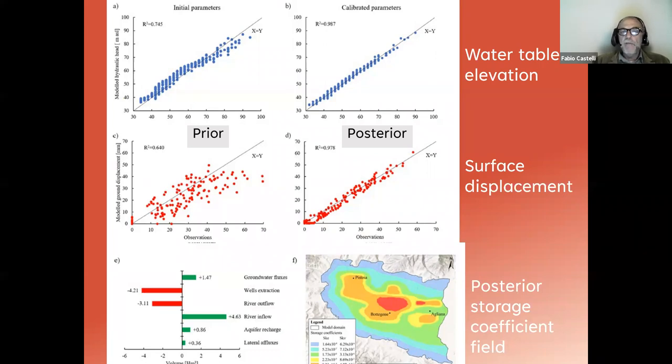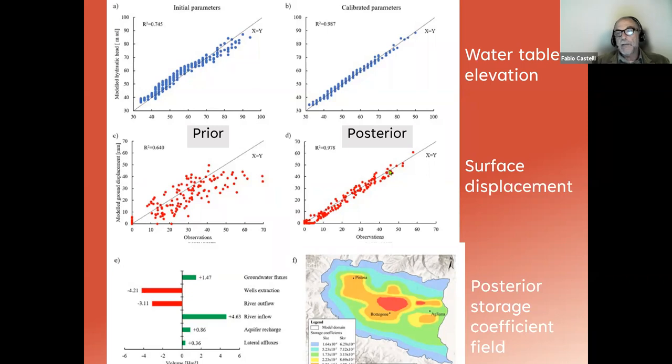Pretty good even in the open loop solution. Much more dispersed in the open loop solution is the amount of surface movement induced by the groundwater dynamic with respect to the one measured by the satellite, okay? Once the satellite measurements are assimilated into the system, you get not only a better estimate of the groundwater level, but also of the movements.